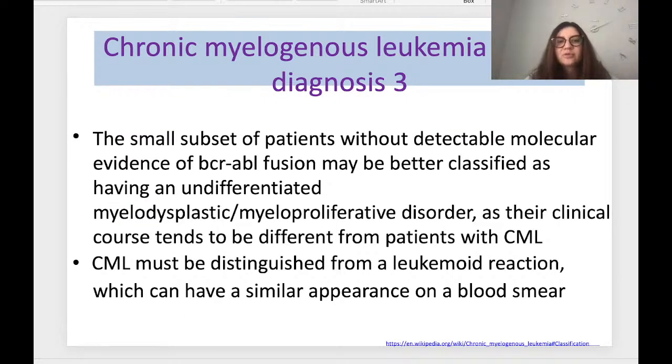The small subset of patients without detectable molecular evidence of BCR-ABL fusion may be better classified as having an undifferentiated myelodysplastic/myeloproliferative disorder, and their clinical course tends to be different from the patient with CML. Chronic myelogenous leukemia must be distinguished from the leukemoid reaction, which can have a similar appearance on a blood smear, but it is not a cancer.